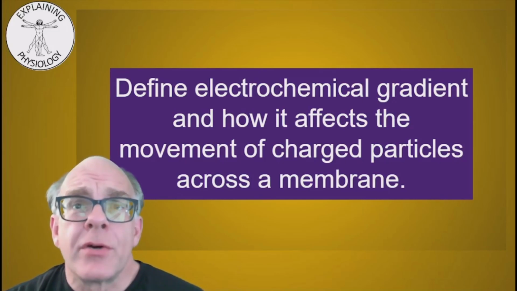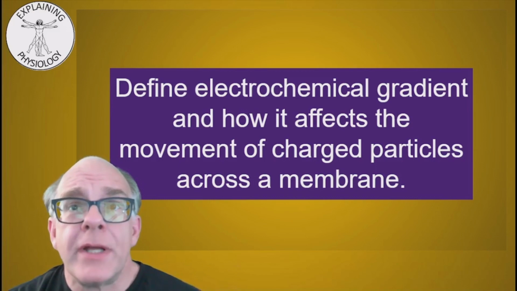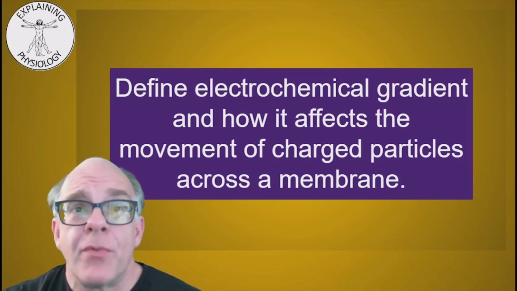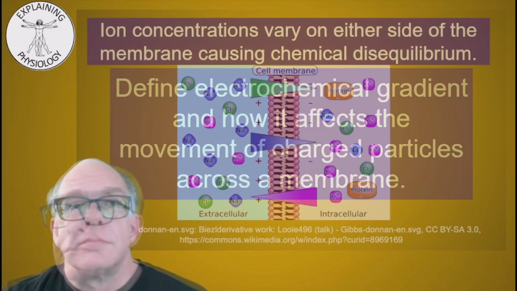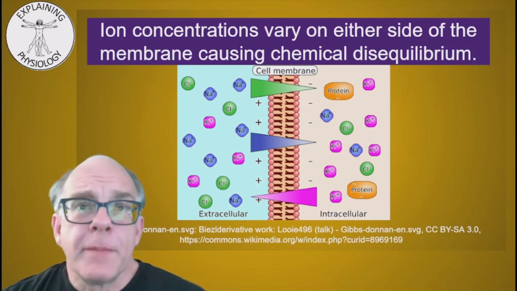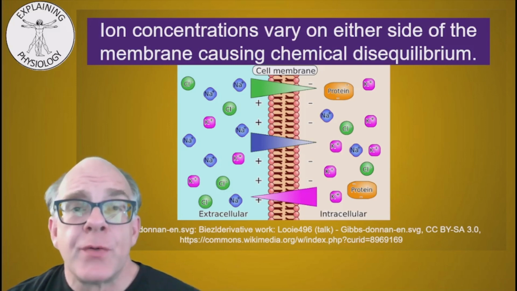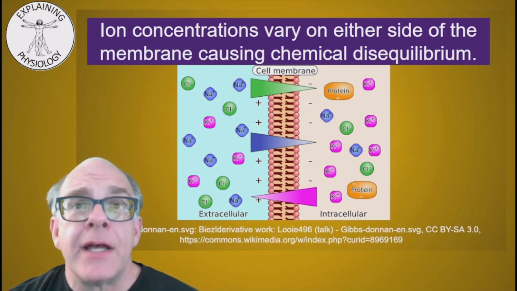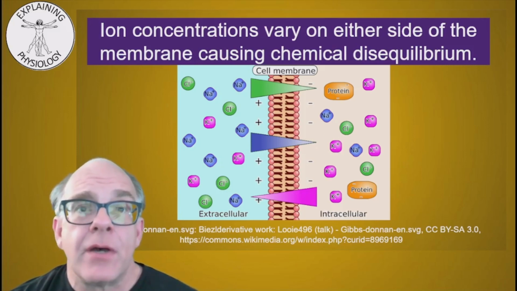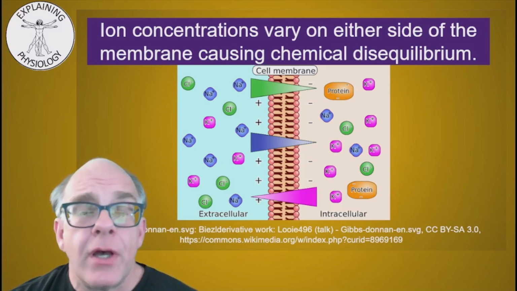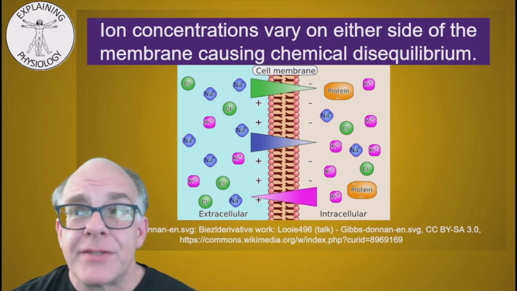Define electrochemical gradient and how it affects the movement of charged particles across the membrane. As we've talked about previously, ion concentrations vary on either side of the membrane, and the fact that there are varied concentrations of specific ions across the membrane is going to contribute to chemical disequilibrium. We don't have an equal concentration of sodium inside of the cell and outside of the cell. We don't have an equal concentration of potassium inside of the cell and outside of the cell.